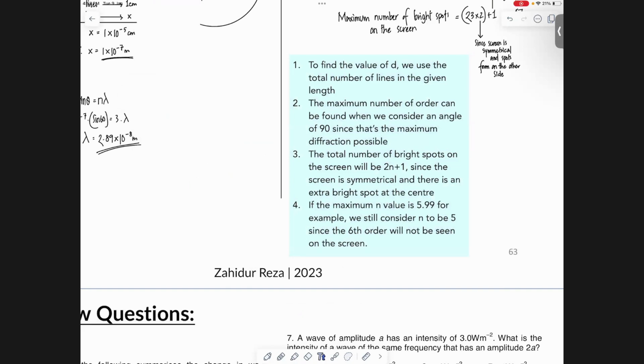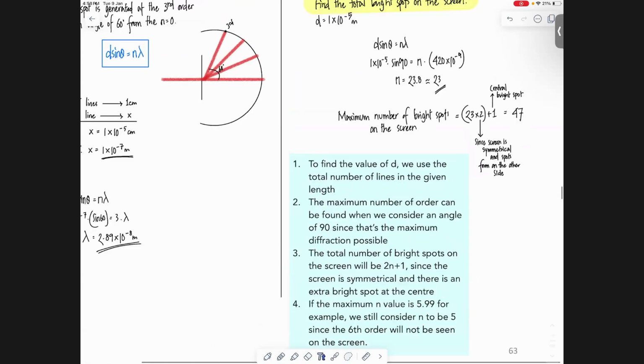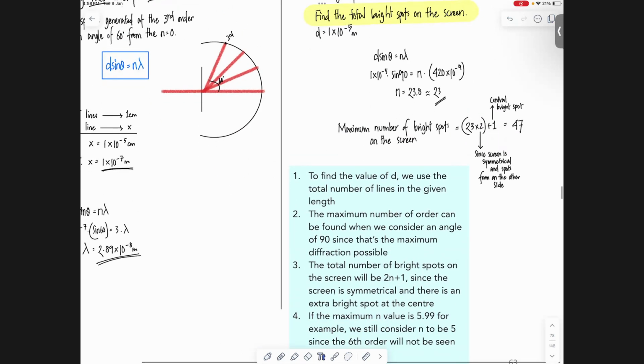Okay, so the question is, isn't there another 23 spots below? No, so 23 above, 23 below, and then one in the middle. So that will be 46 plus 1. So there's a question here. When we find the maximum number of spots after multiplying by 2, why do we add 1? Because we accounted for the number of spots from 0 to 90, so aren't we supposed to subtract 1? Oh no. Why did we add 1? The math that you do here gives you the number of bright spots on one side, other than 0, since 0 obviously doesn't show.